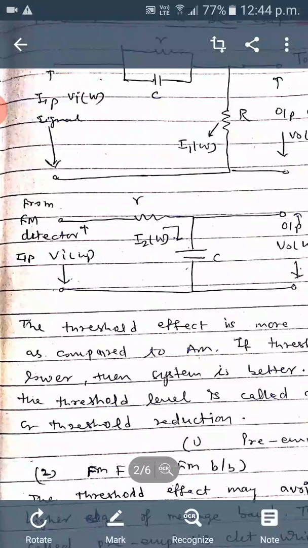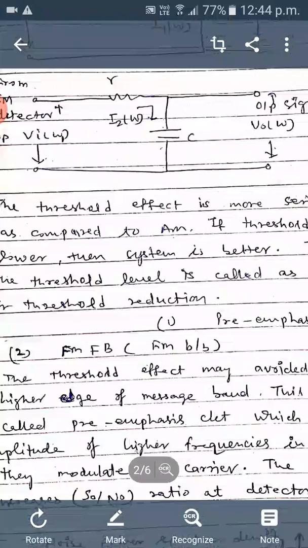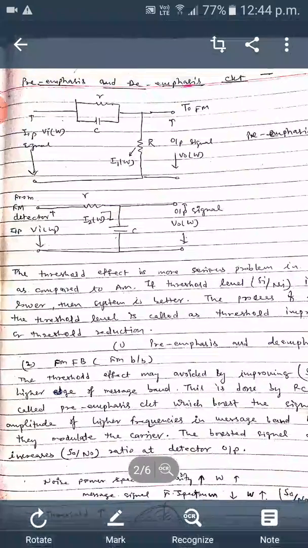There are two methods to improve the threshold effect: the pre-emphasis and de-emphasis circuit, and the FM detector using a feedback system. The threshold effect can be avoided by improving the higher edge of the message band.